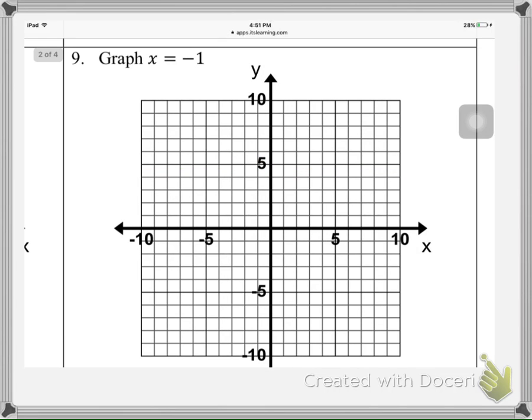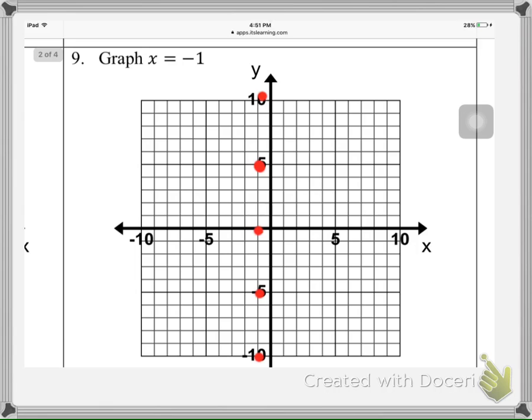Next one. This one's another really easy one. This one is telling me that no matter what y is, x is negative 1. So x is negative 1. This has an x of negative 1. This is the point negative 1, 0. And this has an x of negative 1... sorry, this is not negative 10. This is negative 1, 0. This is negative 1, 5, negative 1, 10. This guy is going to be negative 1, negative 5. And this is negative 1, negative 10.